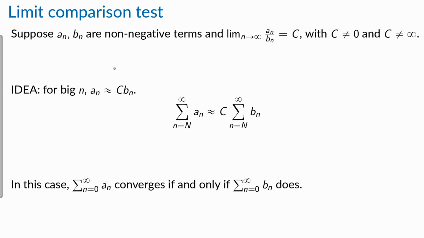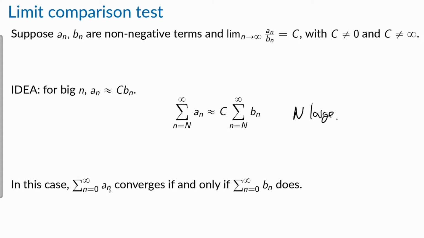Okay, so the limit comparison test: we start with a_n and b_n non-negative terms, and we suppose that the limit as n goes to infinity of the ratio of the terms is some constant that's non-zero and is actually a finite number. So if that limit is equal to a constant c, that means that for large values of n, a_n looks like that constant times b_n, which means that if n is very large, on the tail of the series, the two tails are going to be roughly proportional. I mean, that's really a very heuristic kind of statement, but it's a useful way of thinking about it.